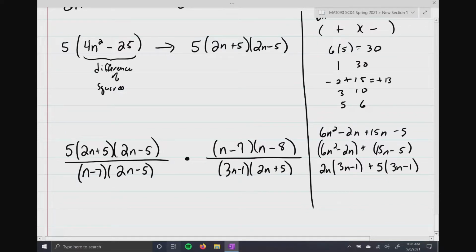All right. So now that the hard part is over, we can go ahead and start reducing things. We just look for terms or groupings that are the same in the numerator and denominator. So the 2n plus 5, that reduces. The 2n minus 5, that reduces. The n minus 7s, they reduce. And that looks about it.